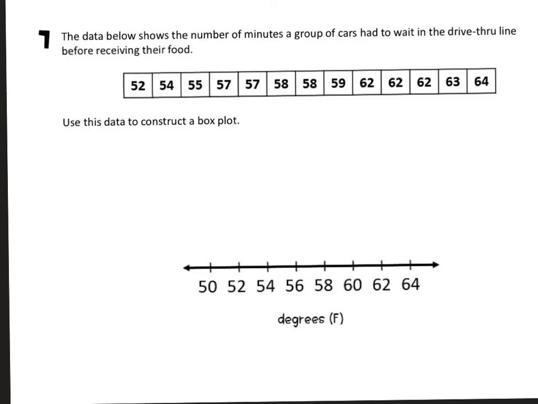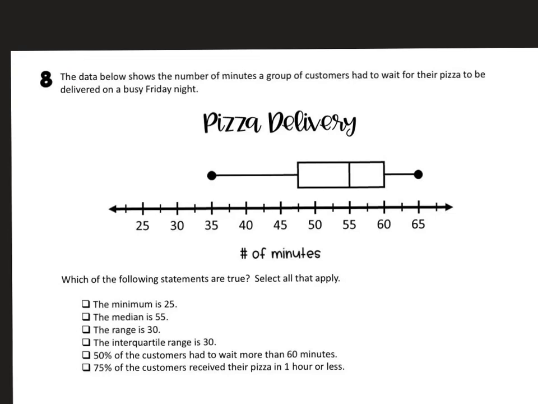So number 7 is homework. You're creating your own, just like we did in number 6. Number 8, pizza delivery. The data below shows the number of minutes a group of customers had to wait for their pizza to be delivered on a busy Friday night. So the title of the box plot is pizza delivery, and the number line represents the number of minutes.